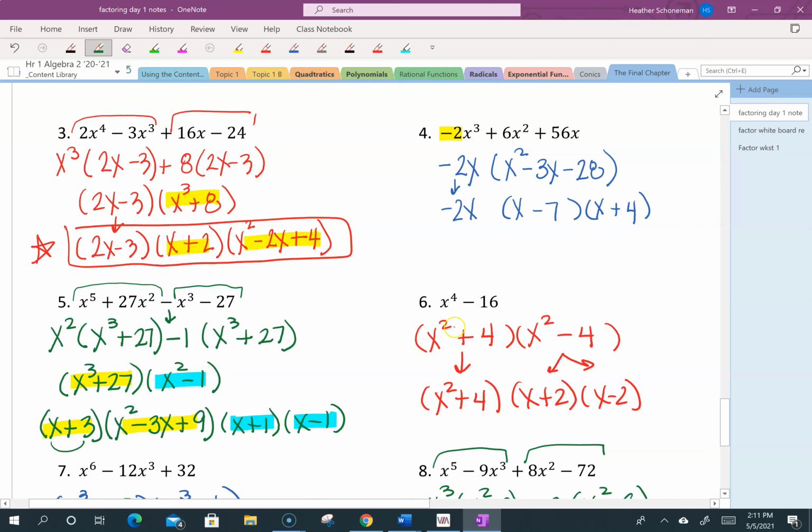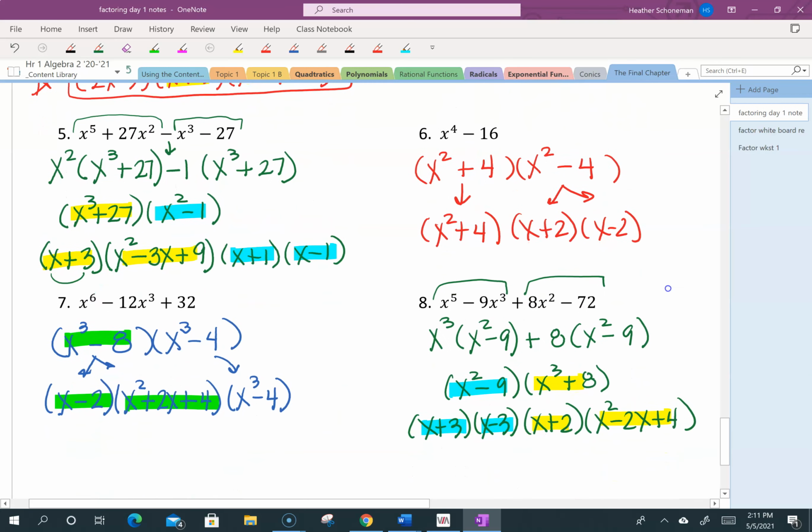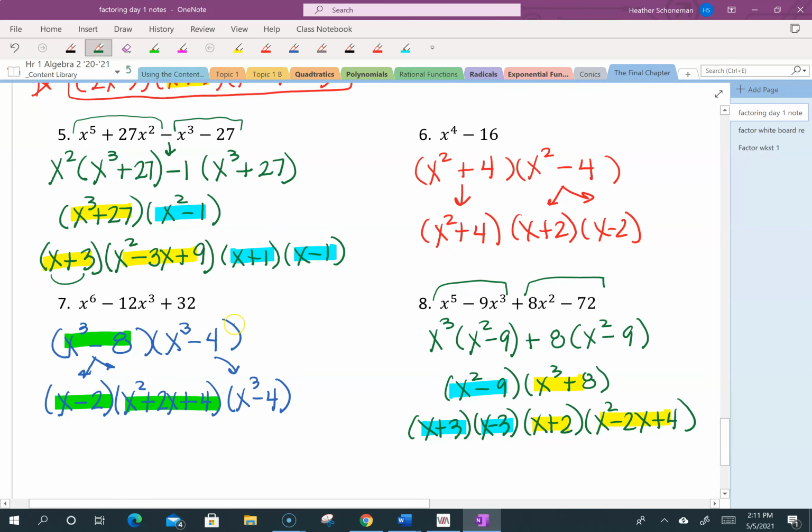Number 6, there's no greatest common factor, so I'm going to rewrite it x squared plus 4, x squared minus 4. The x squared plus 4, it looks like it factors further, but it does not, because with squares, it only works if it's minus. But over here, this one does factor further as x plus 2, x minus 2.